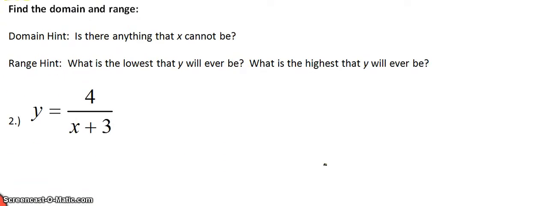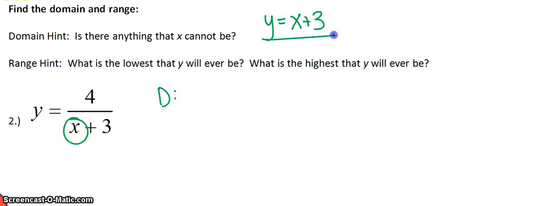Next example, y equals 4 divided by x plus 3. Let's start with our domain again. Again, the domain is going to be whatever you can plug in for x. So I always like to ask myself, what can I not plug in? Okay, but sometimes before you ask yourself what you cannot plug in, I like to ask myself what I can plug in. So for an easier example, let's say you had the equation y equals x plus 3.